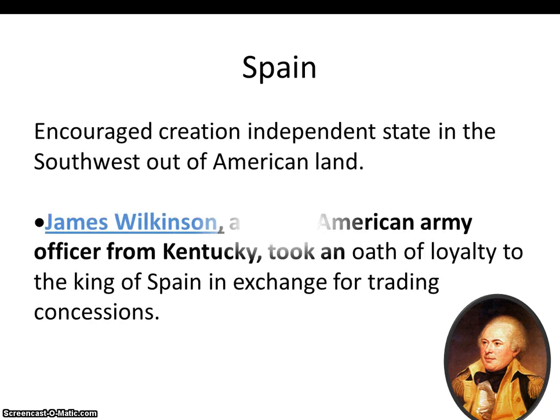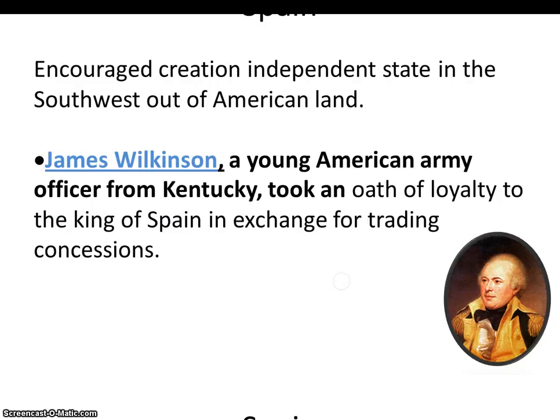You even had Spain encouraging the creation of an independent state in the southwest out of American land. A young American Army officer from Kentucky actually swore an oath of loyalty to the King of Spain in exchange for trying to get trading concessions for the United States and to encourage this expansion out into the southwest.